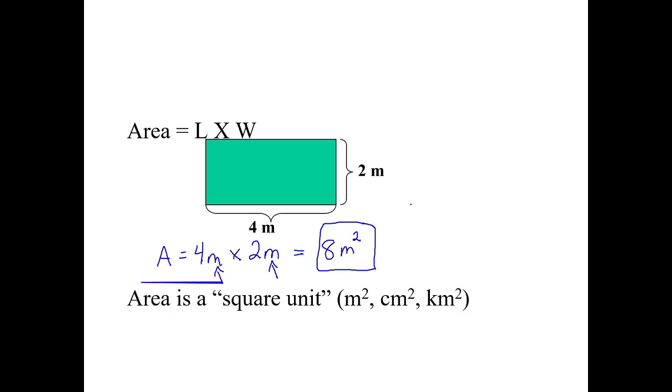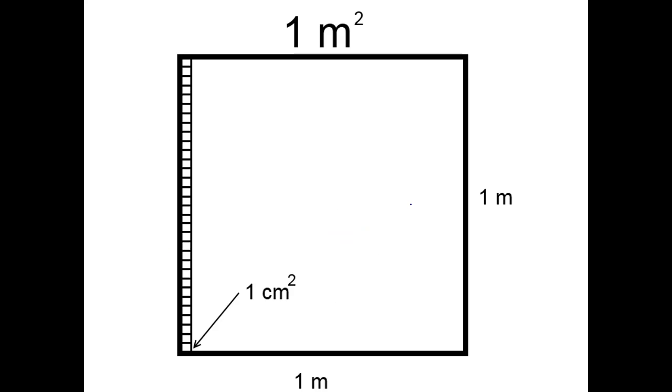It's 8 meters squared. And area is a square unit. So you could have meter squared, centimeter squared, kilometer squared. Now a lot of people think that because there's 100 centimeters in a meter, you have 100 square centimeters in a square meter. And that's not true.